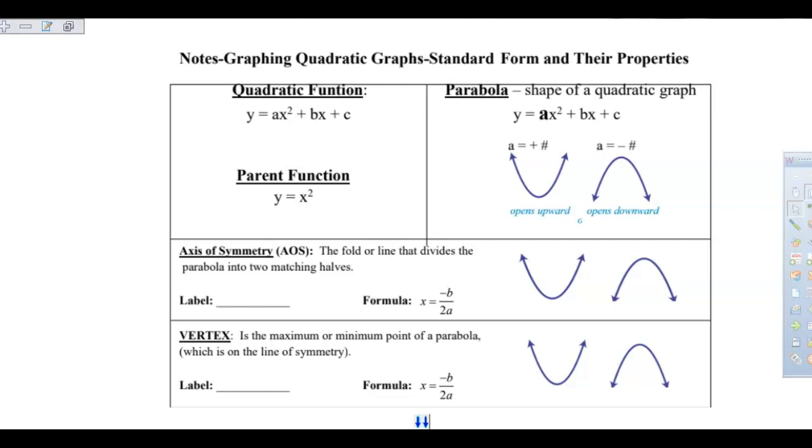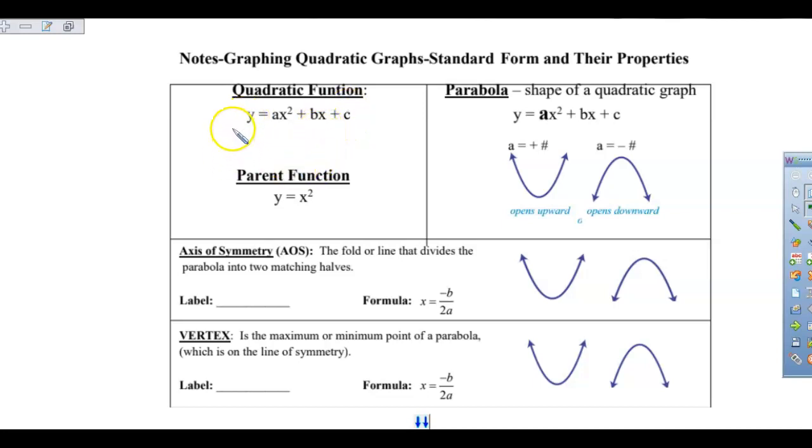Hello, welcome back to graphing quadratic graphs. This one we're talking about in standard form, and we're also talking about their properties. If you have been with me before with graphing quadratics, a lot of this information is very repetitive. So we have a quadratic function where y equals ax squared plus bx plus c.